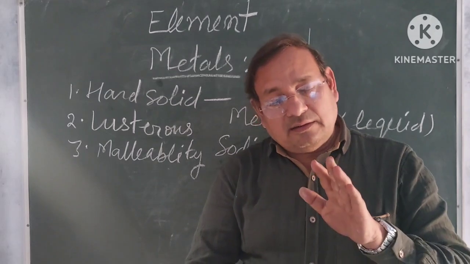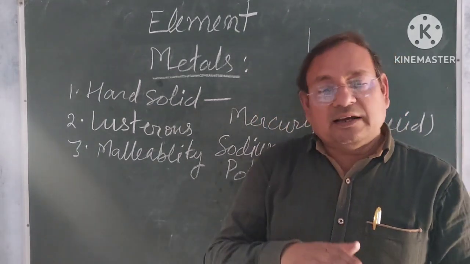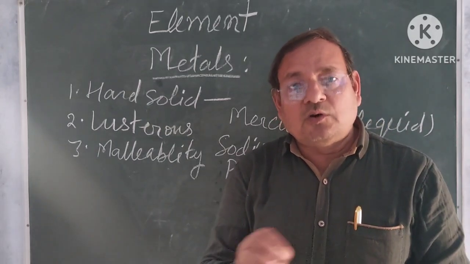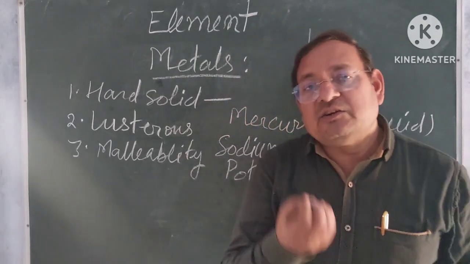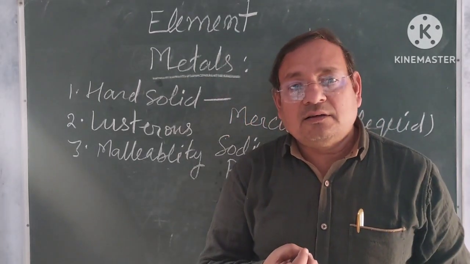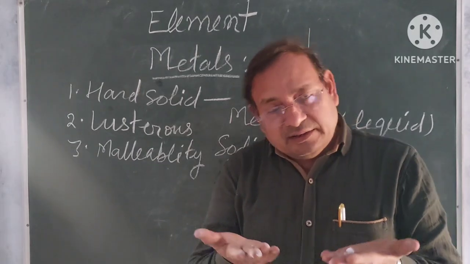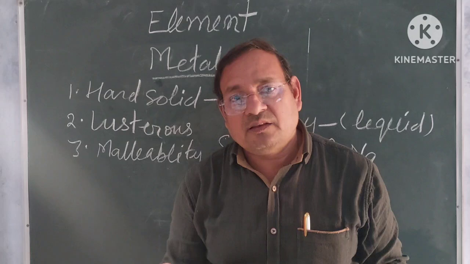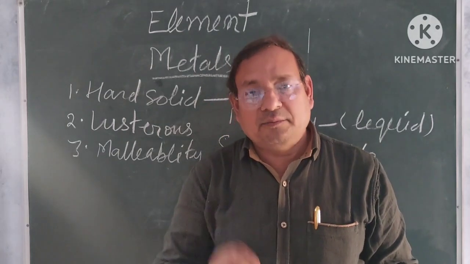When these metals are struck with the hammer again and again, these metals do not crack, do not change into fine particles. These metals are spread in the form of very thin sheets. Understand? Hence we say these metals are malleable.